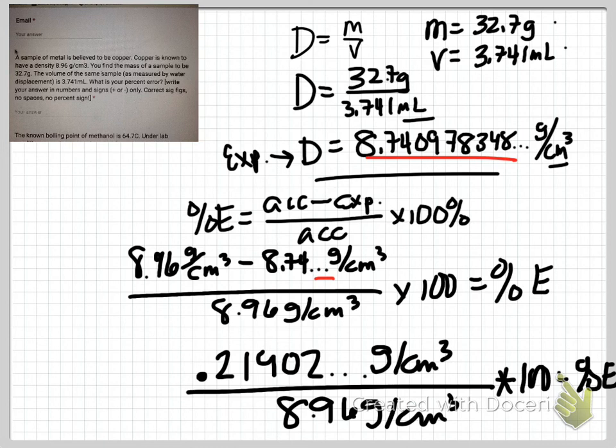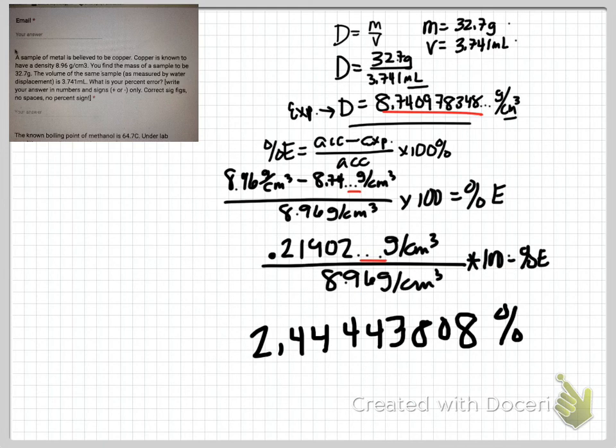So I actually took 8.96 minus 8.740978348 and used that here, and you can see I've got an ellipsis here indicating to myself that there's a larger number. And I'm just going to use that larger number and divide by the 8.96. Divided by 8.96 times 100, and I get a raw answer of 2.4443808% error. How many sig figs can I have here?